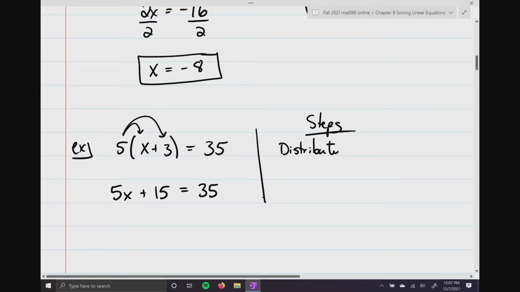All right, so step 2 is done. Step 3, I look on the left. There's nothing that I can combine. Then I look on the right, and it's only one number, so there's nothing I can do there.